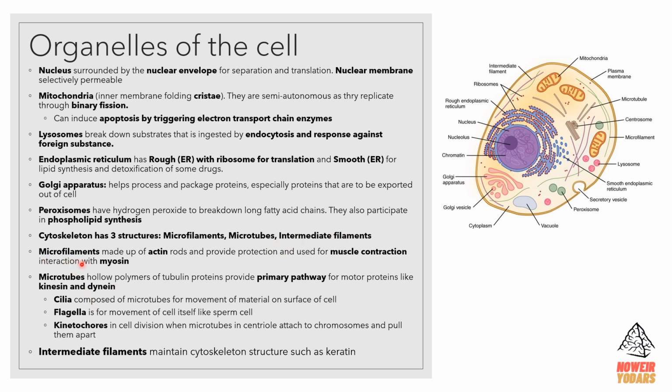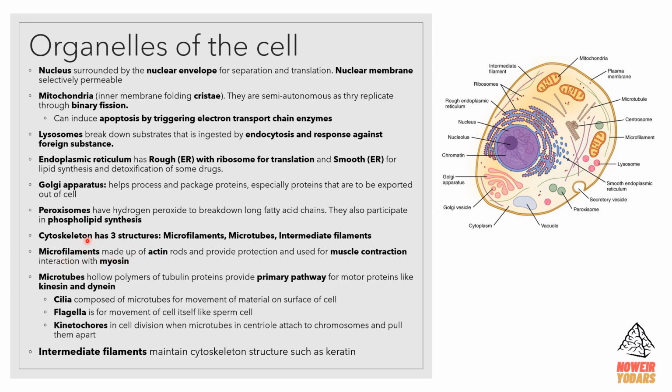So microfilaments are made up of actin rods and provide protection and use for muscle contraction interaction with myosin. Alright, so the way you can associate it is that it's in the muscle, made of actin rods and provides protection. So microfilaments provide protection, are used for muscle contraction, and are associated with the interaction with myosin.